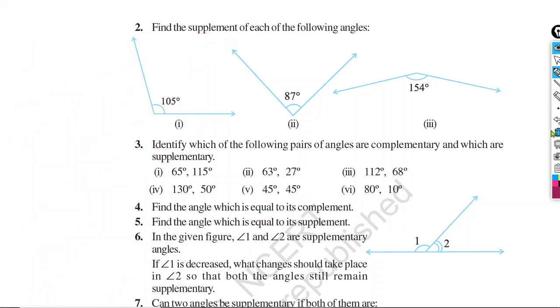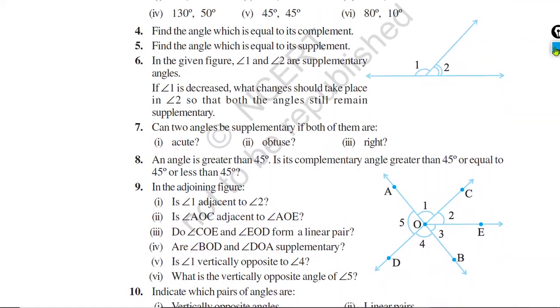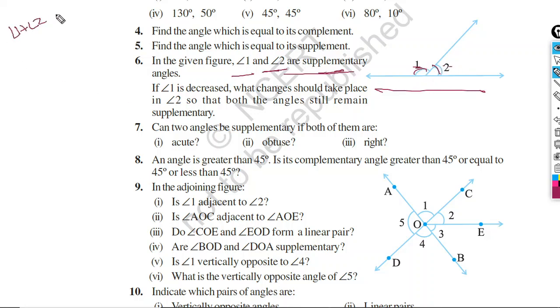Okay, now we'll move to the next question, question number 6. In the given figure, what is the figure? The figure is here, you can see. In the given figure, angle 1 and angle 2 are supplementary angles. That means angle 1 plus angle 2 is equal to 180 degrees. If angle 1 is decreased, what change will take place in angle 2 so that both the angles still remain supplementary?